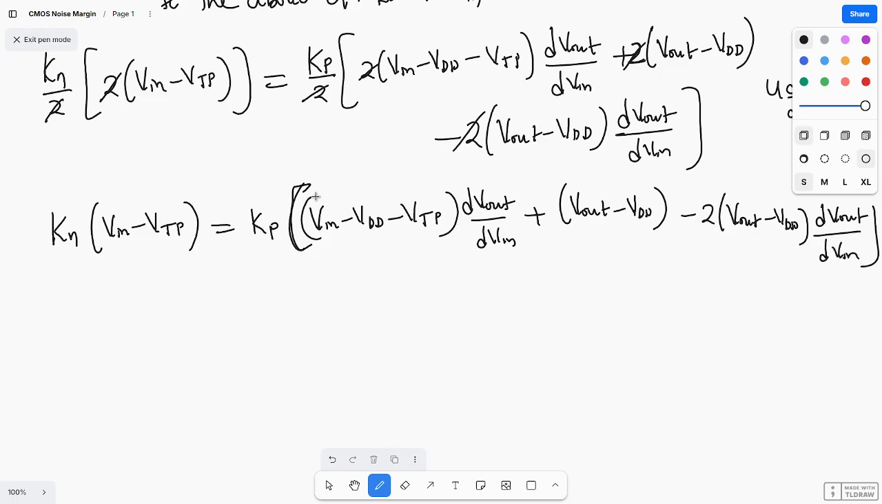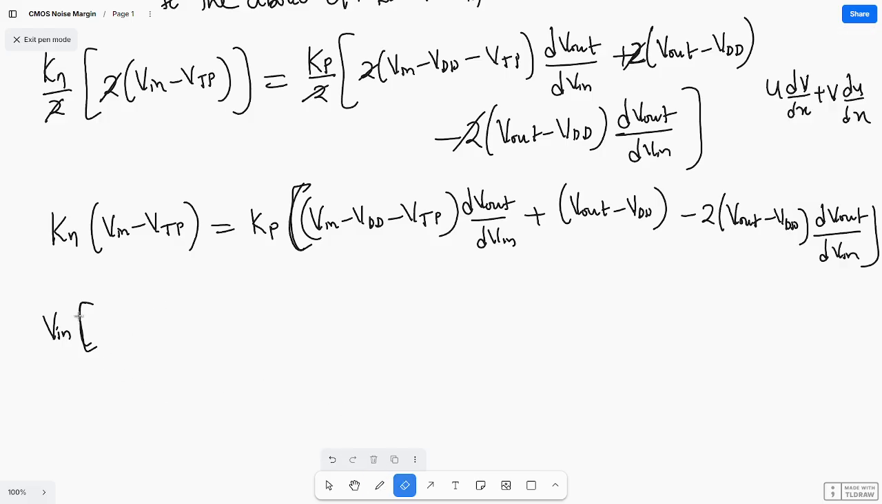Okay, so next what I am doing, I am bringing this Vtn to this side, so V in minus Vtn. Here I am taking V in common, and this V in I am bringing to one side. So what happens here, it will come minus V in, you will get no minus. Next I am substituting dV out by dV in equal to minus 1.